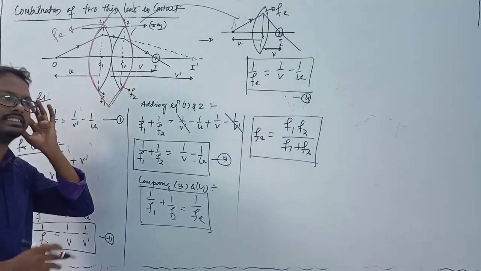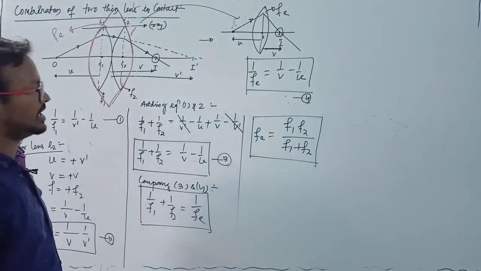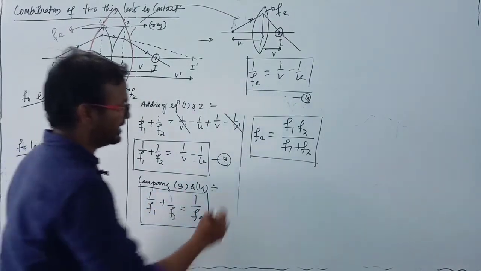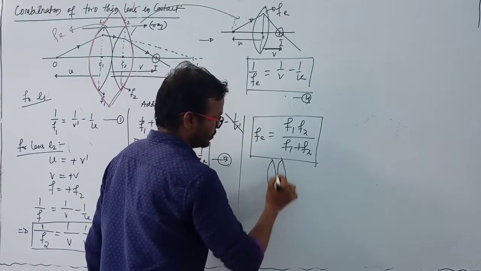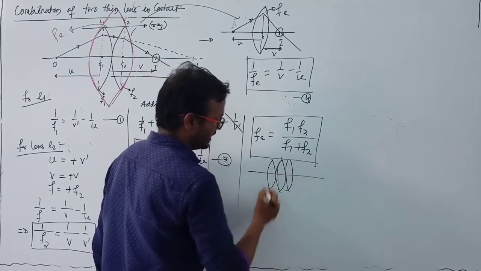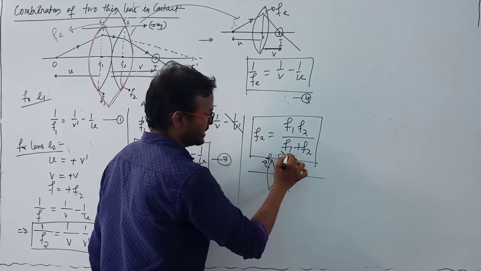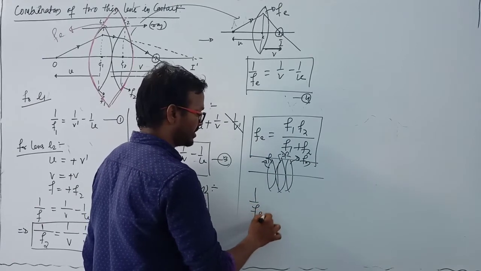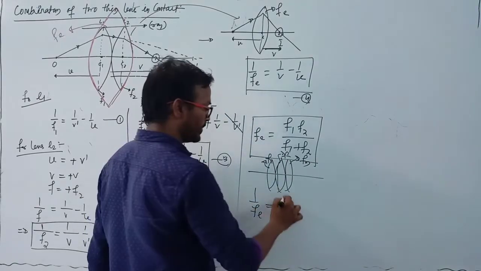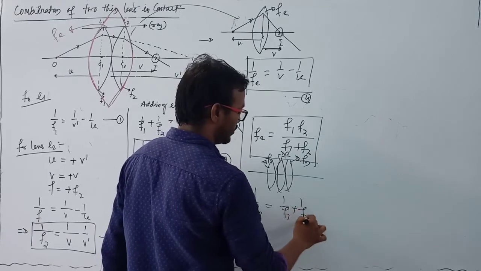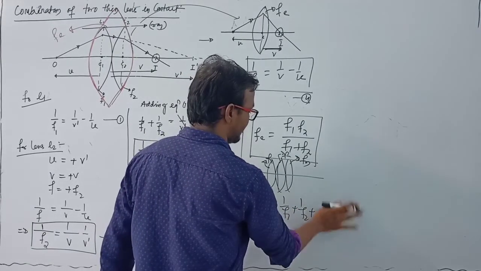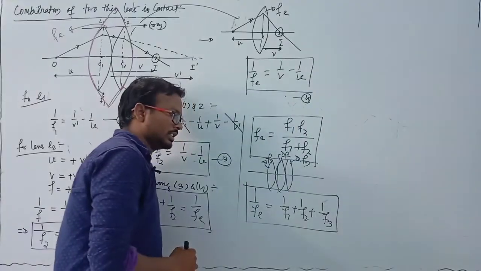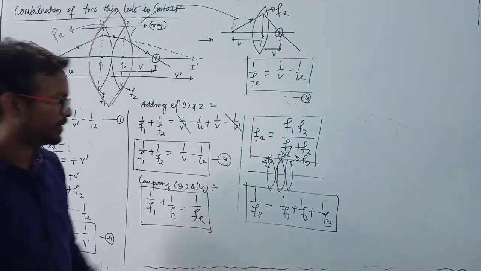Suppose there are three thin lenses in contact with each other, lenses 1, 2 and 3, with focal lengths f1, f2 and f3. In this case, to find the equivalent focal length of the combination: 1 by F equals 1 by f1 plus 1 by f2 plus 1 by f3. So in this way we can calculate the equivalent focal length of the combination.